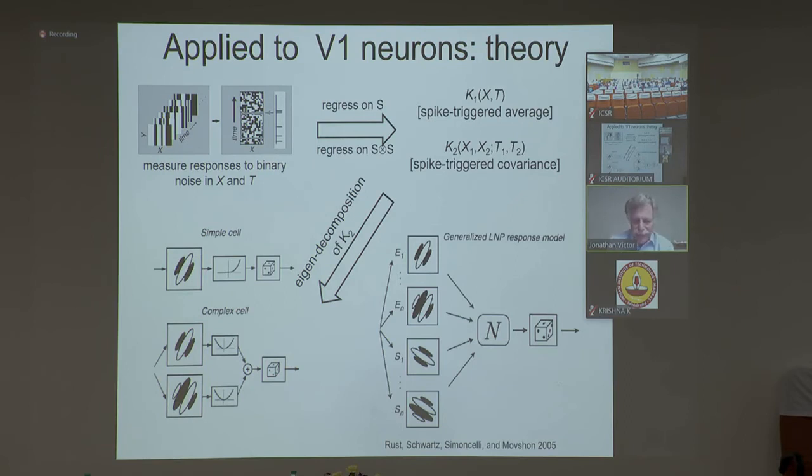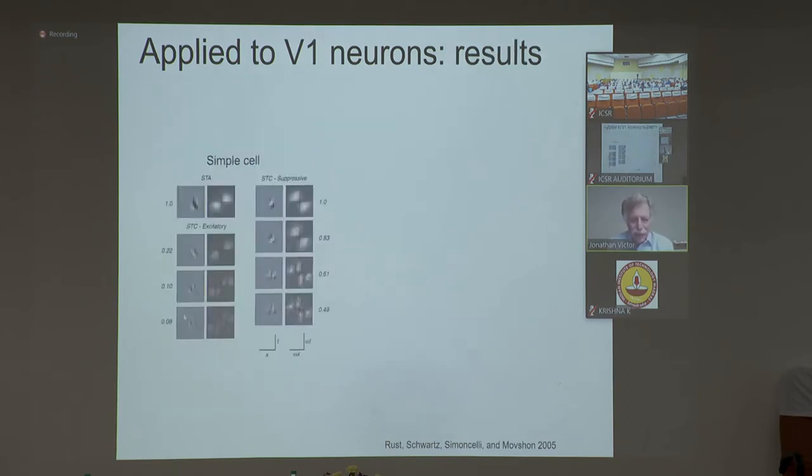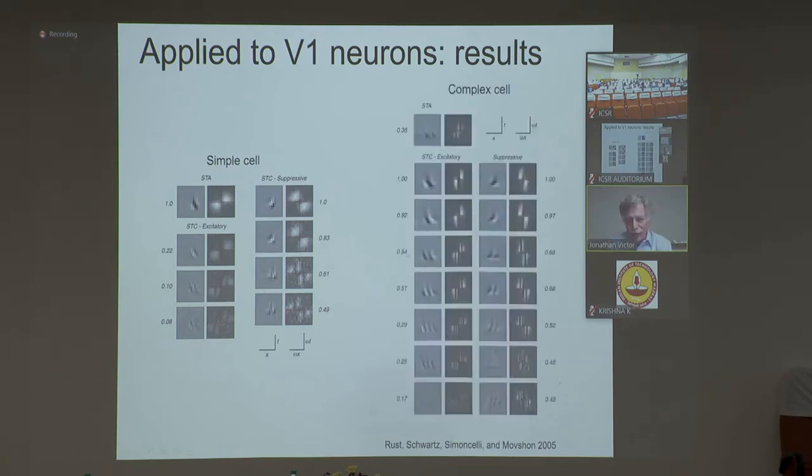So when Rust and colleagues applied this to V1 neurons, they were able to extract filters that accounted for the responses to spatiotemporal noise. And for simple cells, even for so-called simple cells, they required some nonlinear components. And for complex cells, they required a lot more nonlinear components. But this idea that even simple cells were somewhat nonlinear and complex cells were more nonlinear was an initial glimpse of the possibility that maybe simple and complex are not actually dichotomous classes, but just two ends of a continuum.